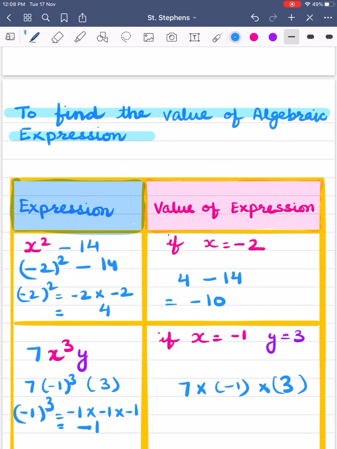Now again we will multiply ignoring the sign, so we get 21. Now minus sign occurs odd number of times, so we write minus in our answer, so we get minus 21.